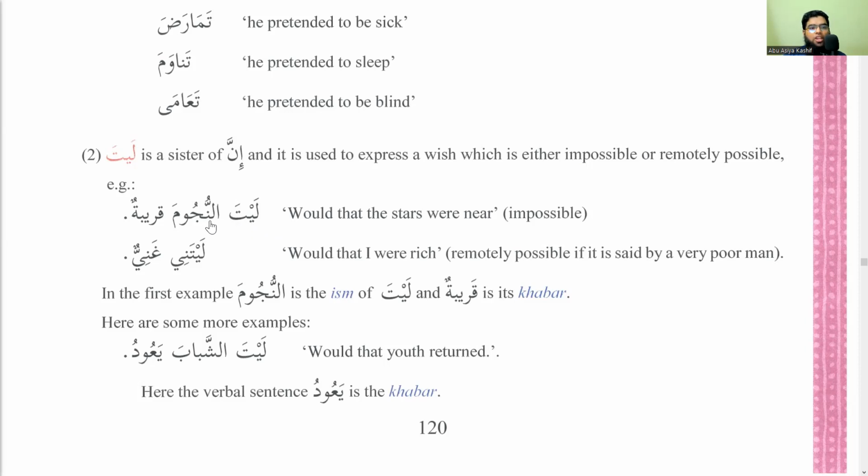Like, for example, laytan nujuma qaribatun. Would that the stars were near. How I wish the stars were near. Or laytani ghaniyun. Would that I were rich. Remotely possible if it is said by a very poor man. Correct? If a poor man says, oh, how I wish laytani ghaniyun. Would that I were rich.